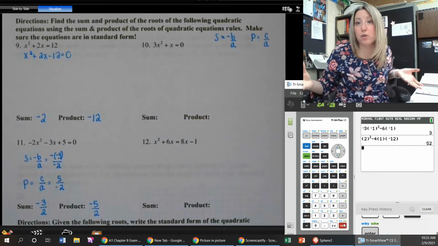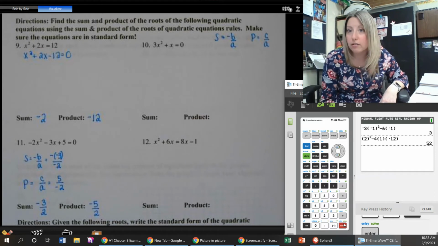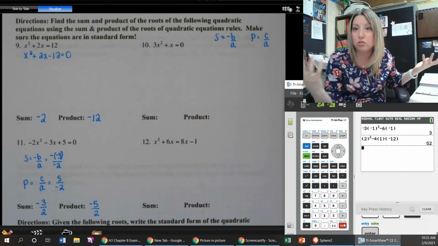And that's it. That's where you get sum and product from. I left you room, but you really don't need it. You're just making sure you got standard form and using your A, your B, and your C.